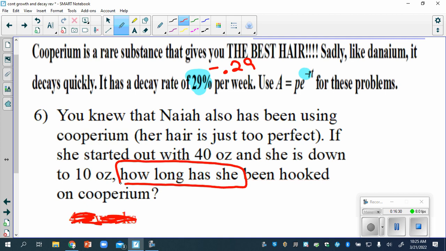How long? And Mrs. Cooper always has perfect hair. So that's why she has the magical substance.